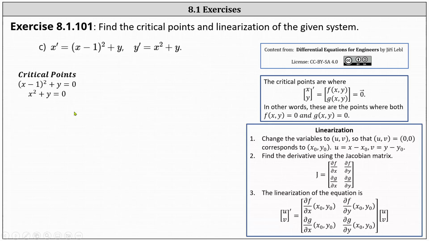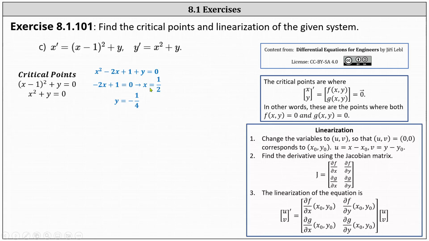To solve the system, let's square x minus 1 in the first equation. This gives us x squared minus 2x plus 1 plus y equals 0. And since the second equation indicates that x squared plus y equals 0, we can substitute 0 for x squared plus y, and the equation simplifies to negative 2x plus 1 equals 0, and therefore x equals 1/2.